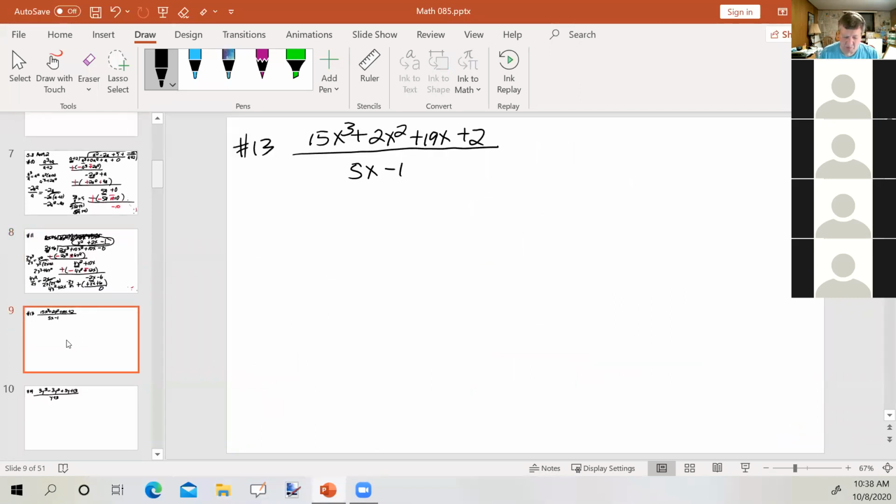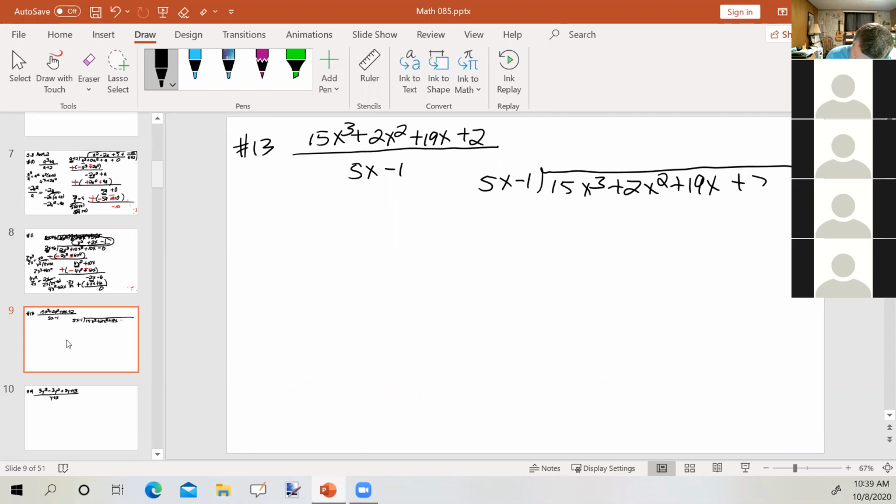Next situation, same idea. We've got a polynomial divided by a polynomial. The numerator and the denominator, the dividend and the divisor, are both in descending powers or standard form. So we're good to go there. I'm going to have 5x minus 1 on the outside, 15x cubed plus 2x squared plus 19x plus 2 on the inside.